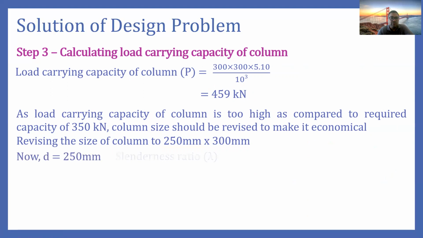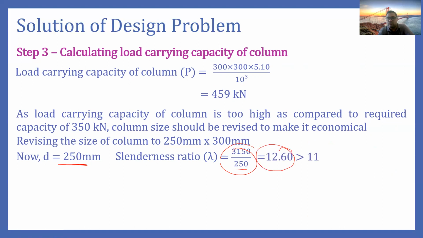So therefore, the D value this time is 250, and we now have to find the lambda value again. Lambda is S by D, S value is 3150 and D value is 250. So the lambda value is 12.60. You can see this 12.60 exceeds the value of 11, which means our column is no longer a short column. It can be either a long column or intermediate.